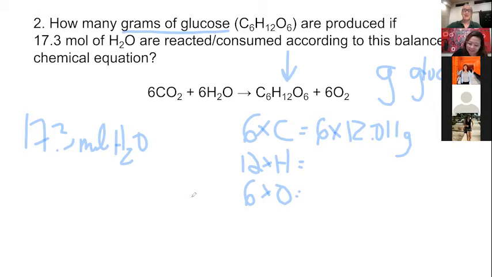What about hydrogen? What's the mass of a mole of hydrogen? Now remember, hydrogen atoms, not hydrogen molecules. We want hydrogen atoms. So what's the mass of a hydrogen atom? 1.008.